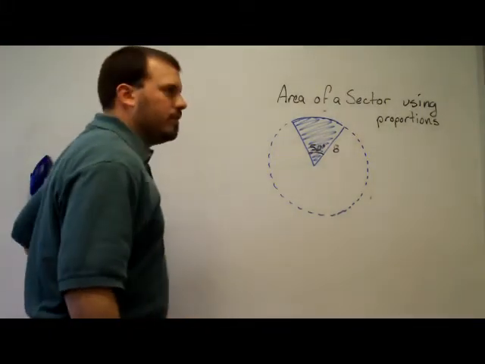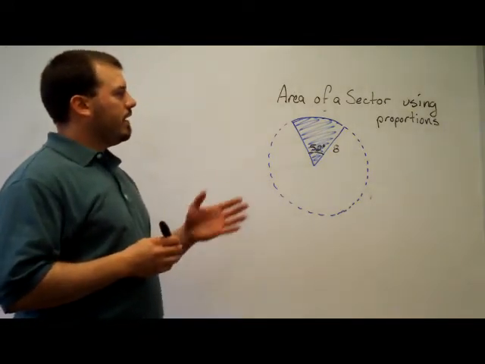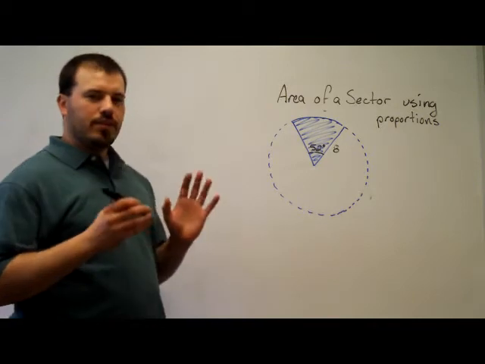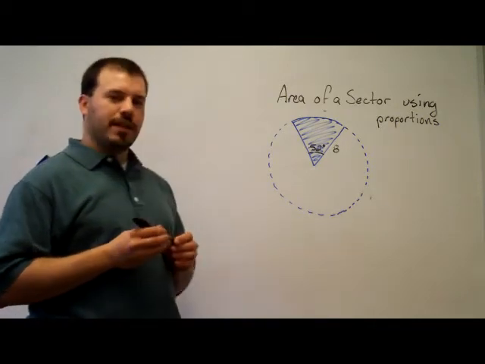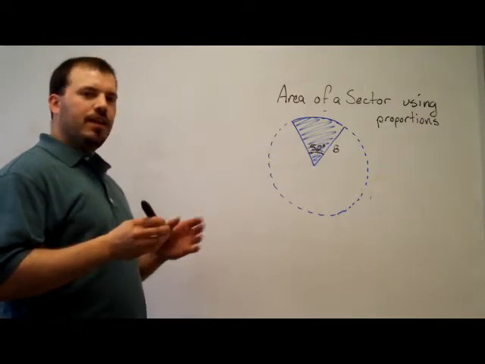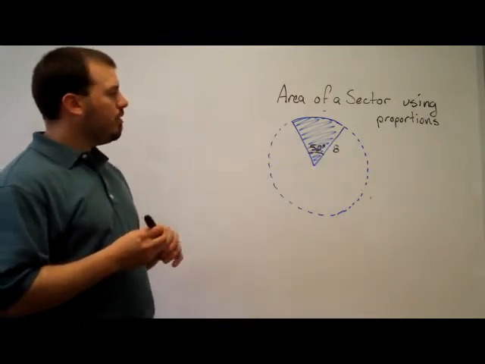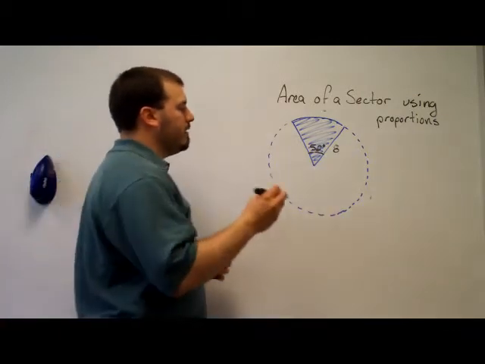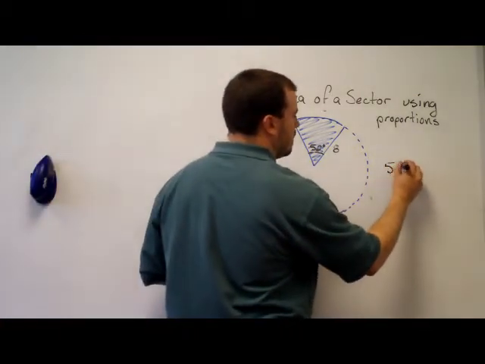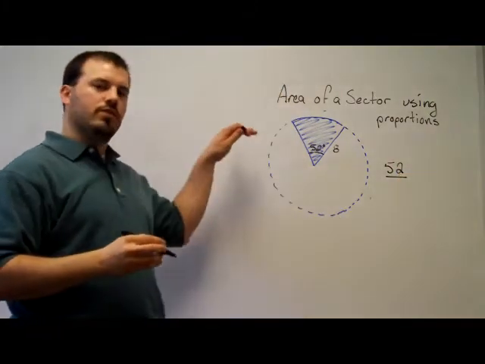This video is just an alternate way of finding the area of a sector, and you do so using proportions. The calculations all work out to be exactly the same as the previous posted video, but I kind of like the way you have to think through these problems a little bit more. So a proportion that we can set up would relate the central angle, in this case 52, over the whole circle.